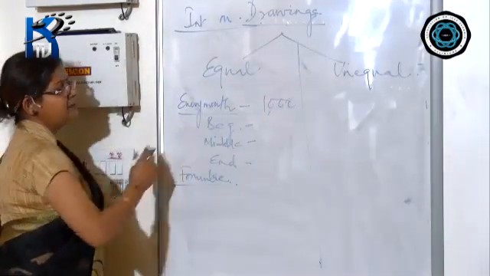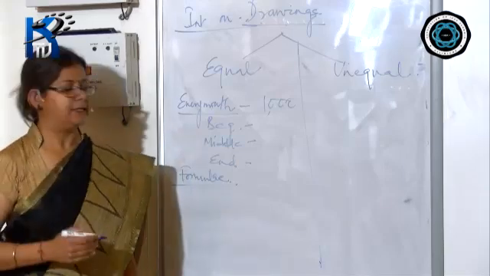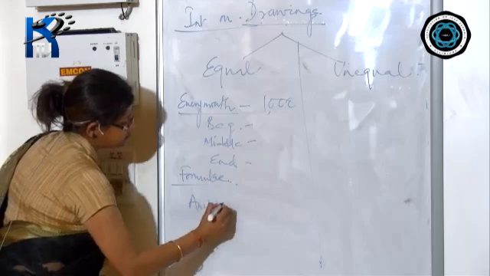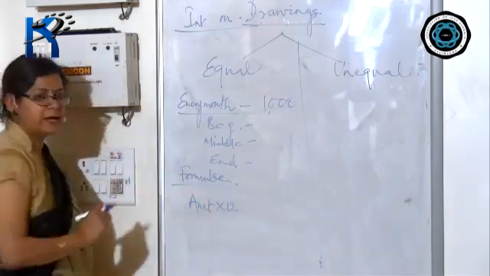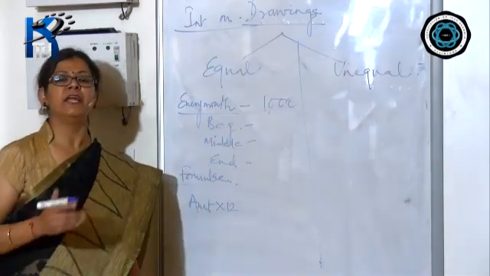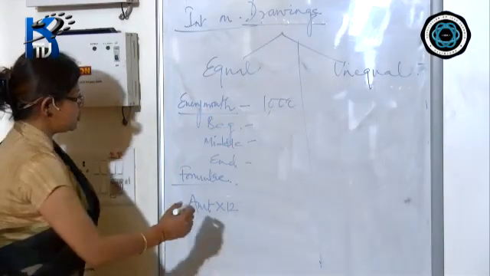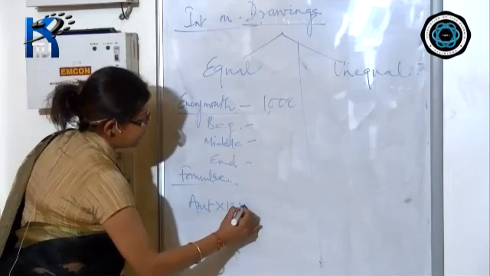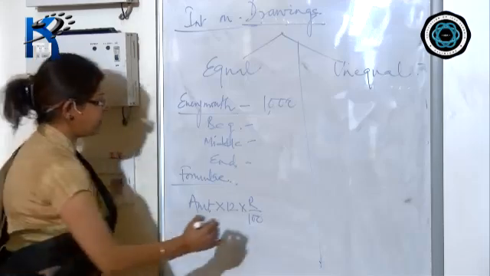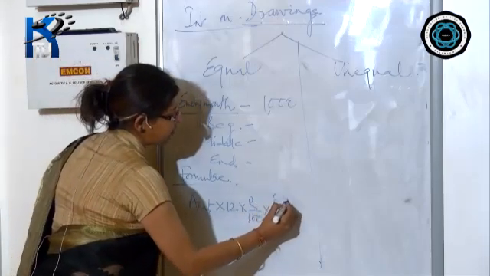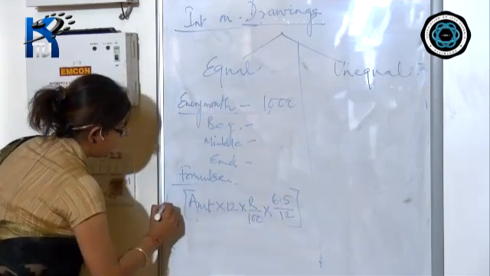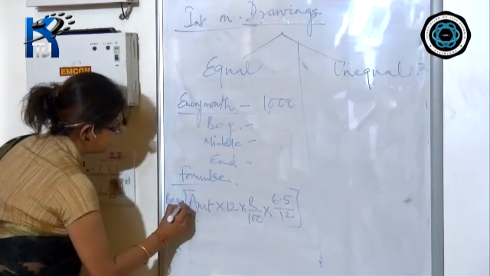Now, let's do it every month annually. So, what should be the formula? Amount into 12. Why did I do into 12? Because they are withdrawing money every month. So, 1 year comprises 12 months. So, amount into 12 into rate upon 100 into 6.5 by 12. This is the formula for beginning of every month.